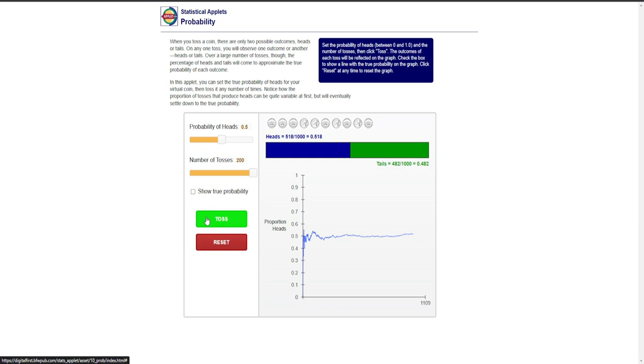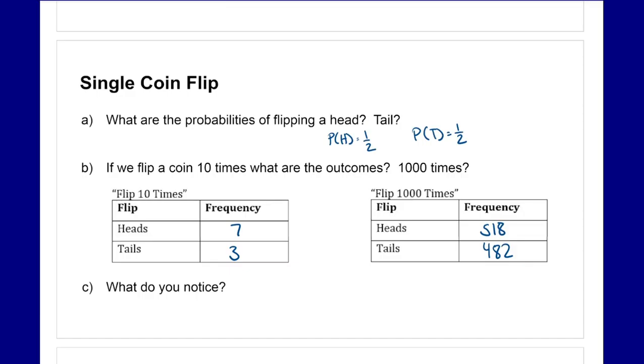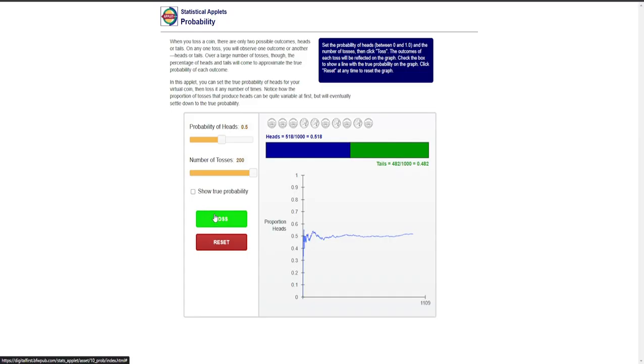So what did we notice between the two? Coming back, what did we notice between the two different scenarios? We flipped it 10 times, 70% heads, 30% tails. Flipped it 1,000 times, 51.8% heads, 48.2% tails. So what do we notice? And what you should notice, and it appears a lot easier when we look at this graph here, is seeing how the proportion of heads changes drastically at first, and then over time, it almost becomes a straight line at about 50%, which is what we were expecting.